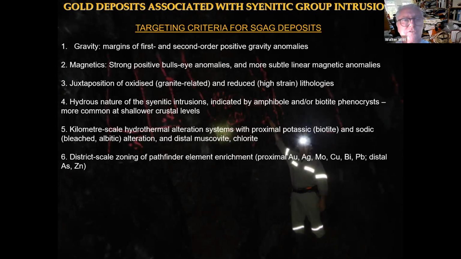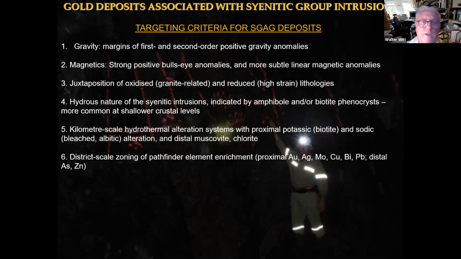Targeting criteria number 3 is the juxtaposition of oxidized or granite-related and reduced high strain lithologies and geochemistry. This is not fluid mixing. It's a reflection of the strain partitioning around rheologically strong syenitic group intrusions. The syenitic intrusions have a hydrous nature indicated by amphibole and biotite phenocrysts, at least where they've been placed in shallow crustal levels and where the gold deposits are associated.